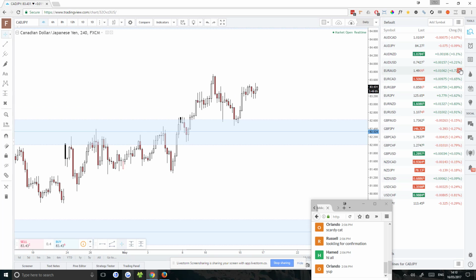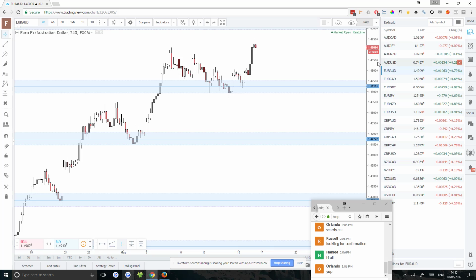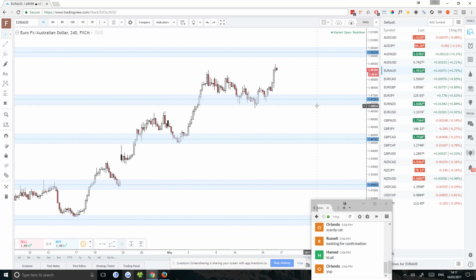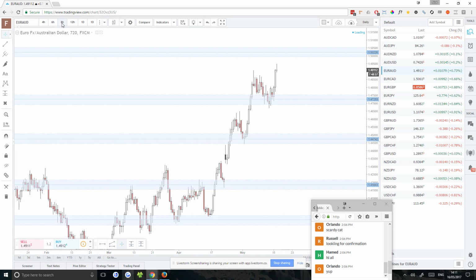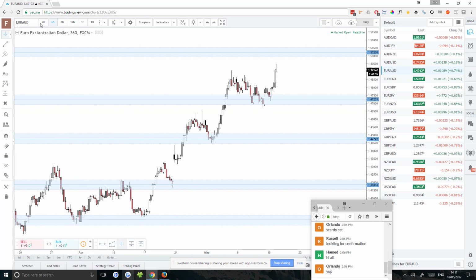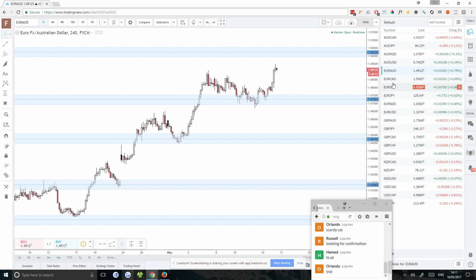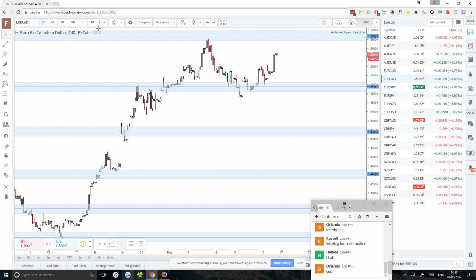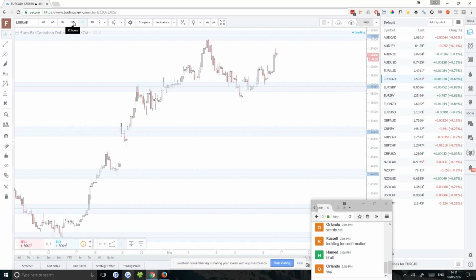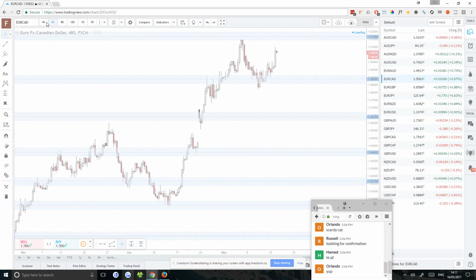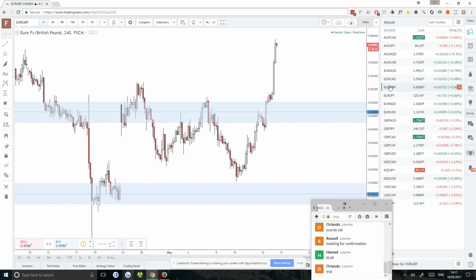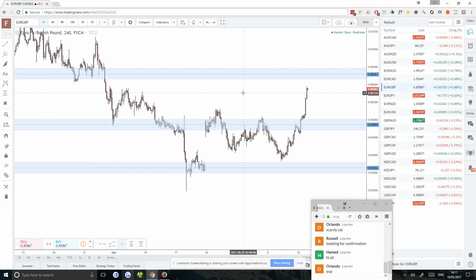CAD/JPY, I'm going to close that. I don't trade that pair. Well, I don't often trade it. Euro AUD. Yeah, in between areas. I get a feeling this is going to be a boring Tuesday, guys. Just forewarning. In between areas. Euro GBP.